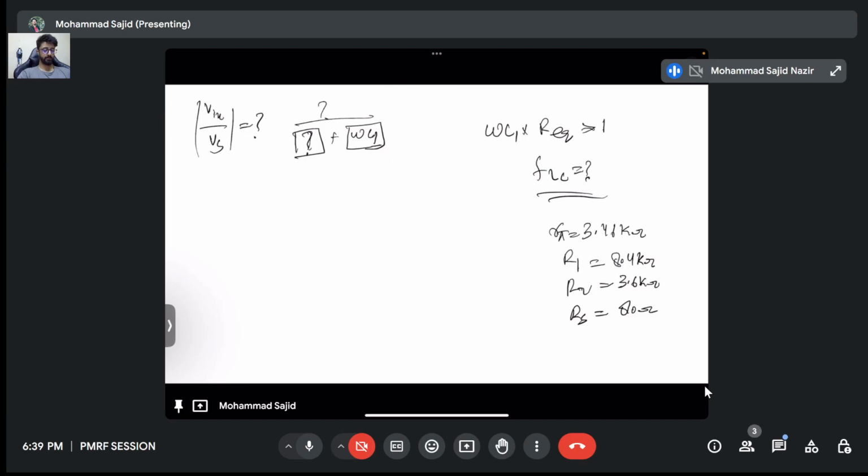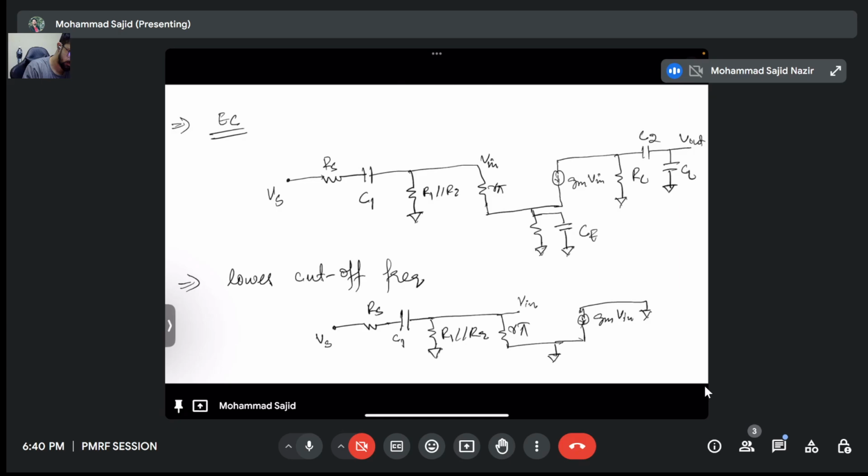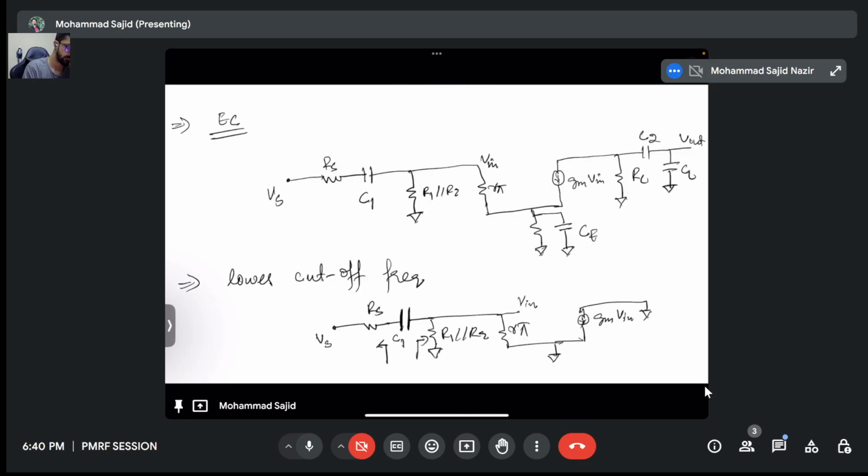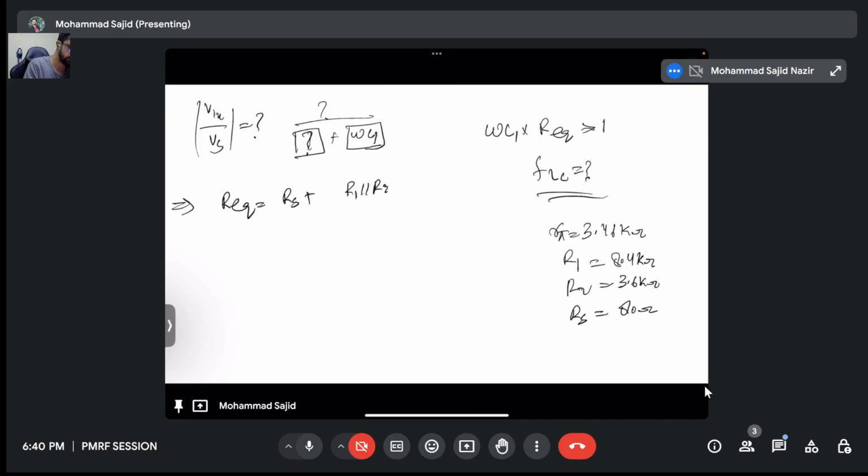Okay, so let me show how we can do it. This is the equivalent circuit. We use the same circuit. As I told you, what we need to do is find the equivalent resistance across the capacitor and add them up. So what is this? Total equivalent resistance will be Rs plus R1 parallel R2 parallel R5 divided by R1 parallel R2 plus R pi.